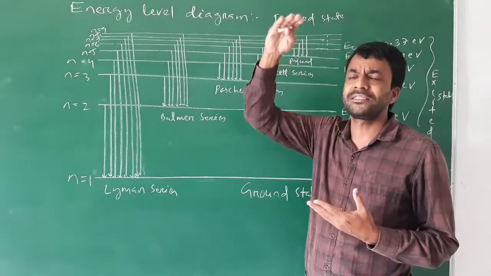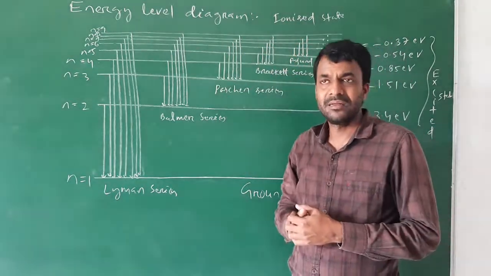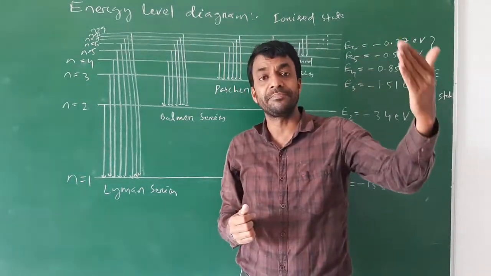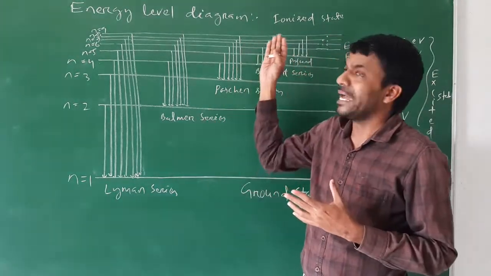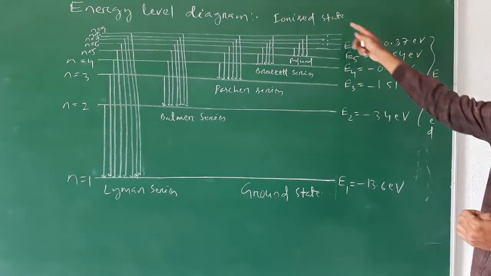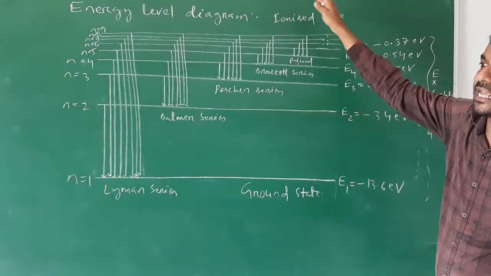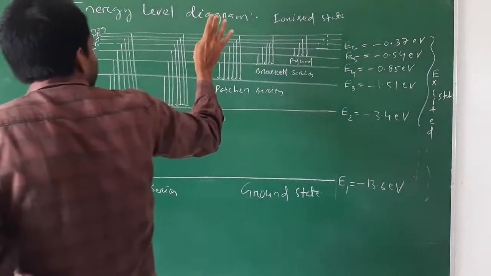These are known as the excited states. And n equal to infinity, the outermost state, is the ionized state. I have drawn here the excited states, and the outermost state, n equal to infinity, is known as the ionized state.